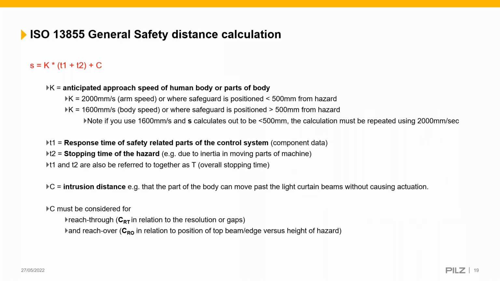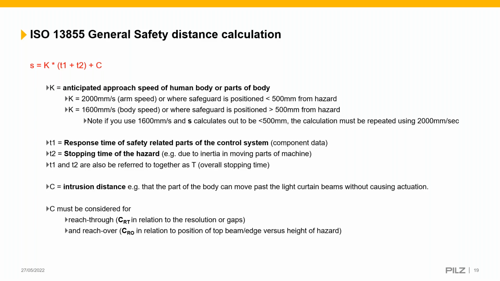So this leads us a little bit into 13855 and the safety distance calculations. This is the general one which you would use for light curtains. It's S equals K times T plus C. So S being your safety distance, K being the kinetic approach speed for parts of the human body. You would do your calculation using 2000 as the value for K, which is an upper arm movement speed. And if the value comes out at greater than 500, then you would convert down to 1600, which is then a walking speed, because it's deemed that you're going to be walking into the hazard. And vice versa, if it comes out at less than 500, then you need to revert back to 2000. So that's your kinetic approach speed.